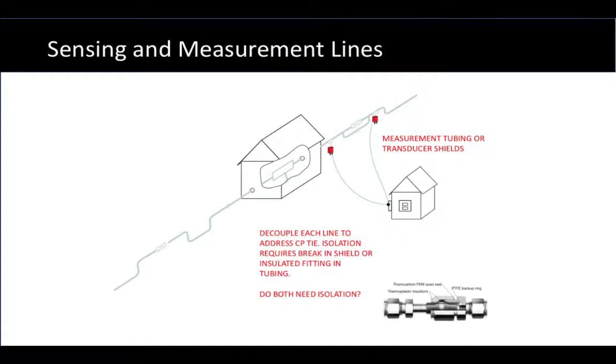The way we would normally address something like this is to install an insulated swedge lock fitting in a tube, such as on the lower right, or to create an open point in a transducer shield such that CP is now not continuous with ground. And then a decoupler is placed across that open point or across that insulated fitting. So here we've depicted a decoupler across each of those. But we're going to look more carefully at each of these two connections. Do these both actually need isolation for cathodic protection and therefore a decoupler?